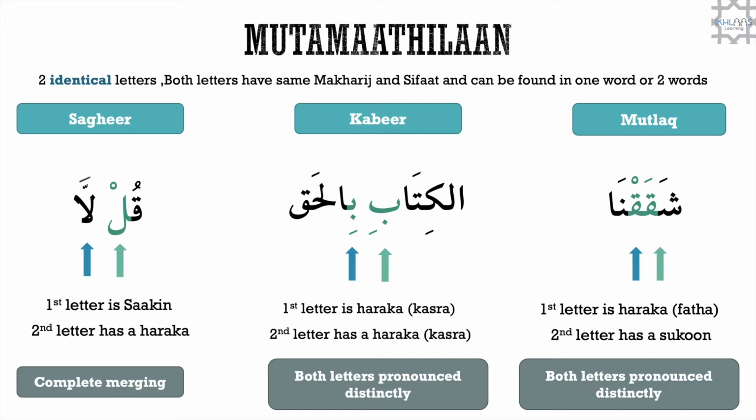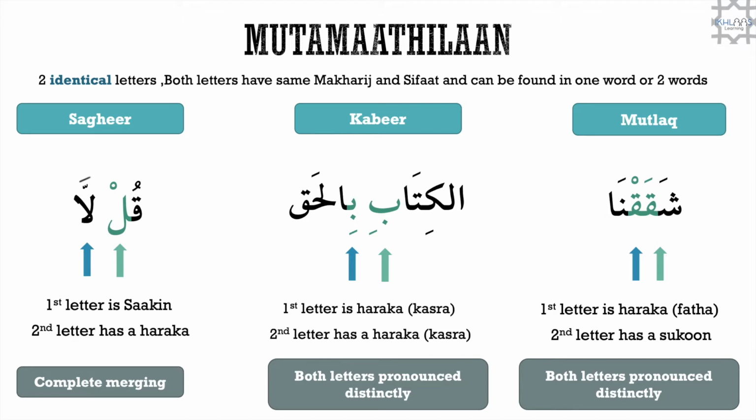Now the first letter, as you can see, lam, has a sakin, and the second letter of lam has a haraka of fatah. You can see that it has a shadda sign on the second letter. So this is known as complete merging. We will be merging the lams together, and because the first letter is a sakin and the second letter has a haraka, it will be known as Idghaam Mutamathilaan Saghir.